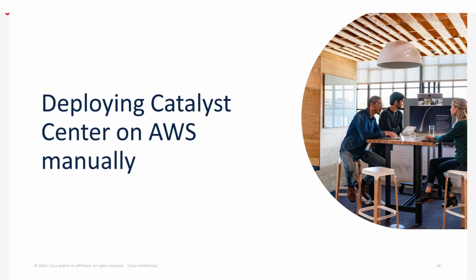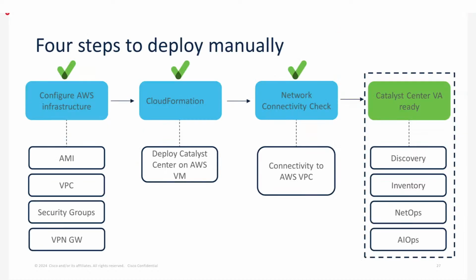Now, deploying Catalyst Center on AWS manually. For the manual option, the process will be exactly the same, but everything that I mentioned before needs to be done manually here. So you will have to create your VPC, security groups, VPN subnets, everything manually, deploy them using a CloudFormation template, configure your customer gateway as well, and verify the connectivity to the AWS VPC. And then finally configure the Catalyst Center after that and complete all the required configurations.